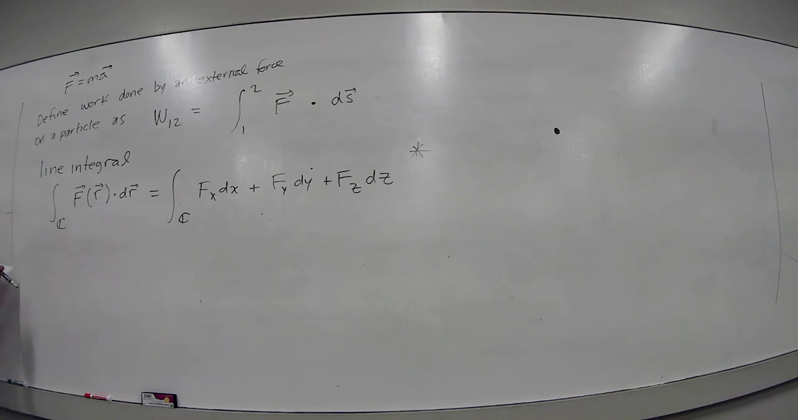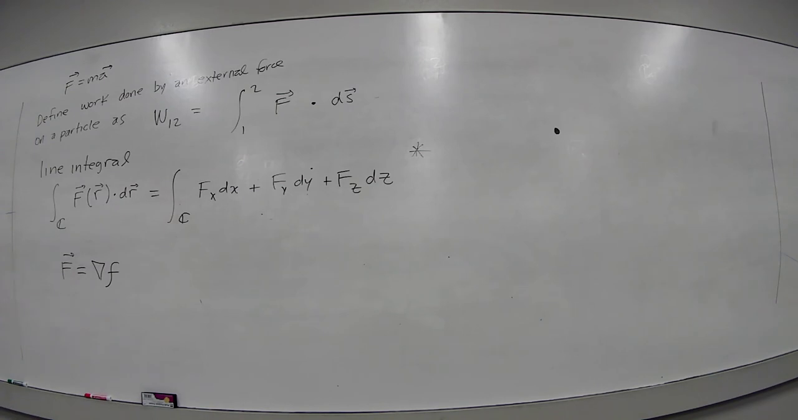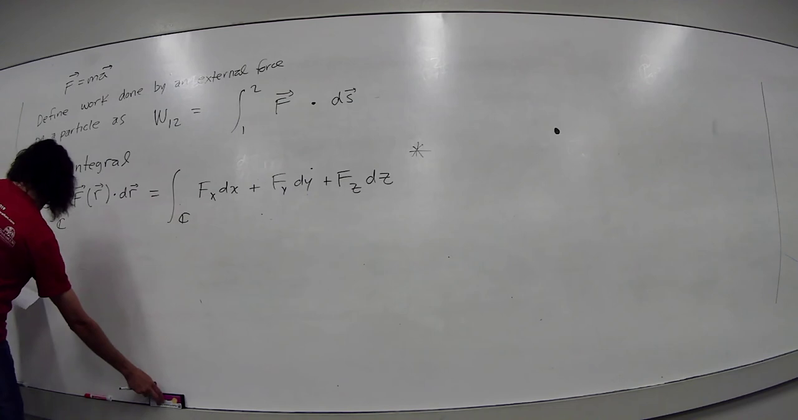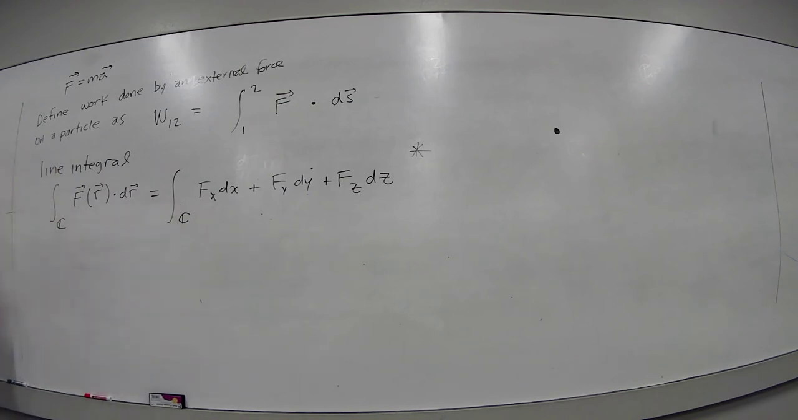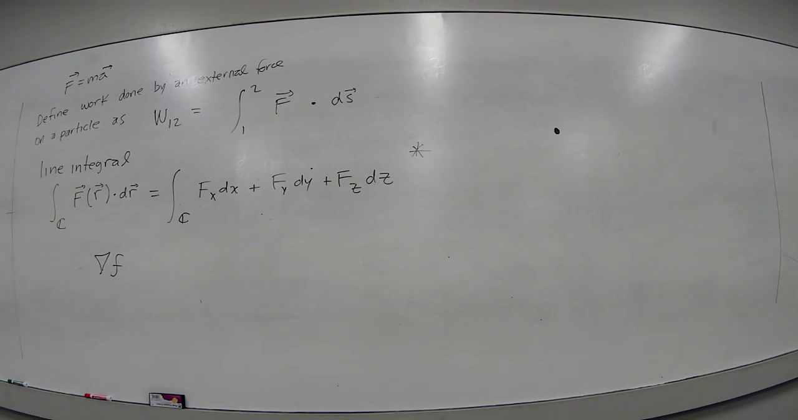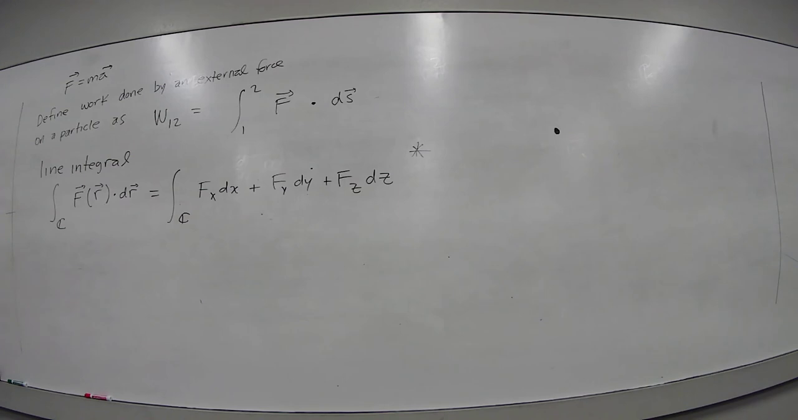The condition is that the force is equal to the gradient of a function. In the book it just says that this is a well-known theorem, and it is well-known, it doesn't even have a name. So if it is the gradient of some function, that is a necessary and sufficient condition. That's the only thing that you need. I'm going to prove the first part, that it is necessary, and then in the homework you're going to prove the second part, that it is sufficient.